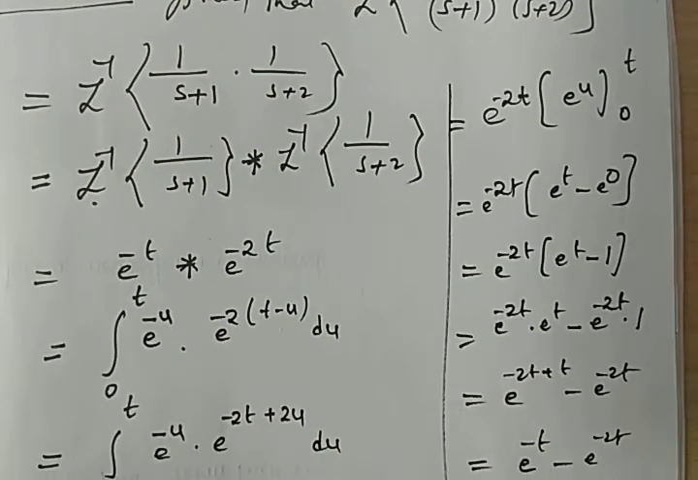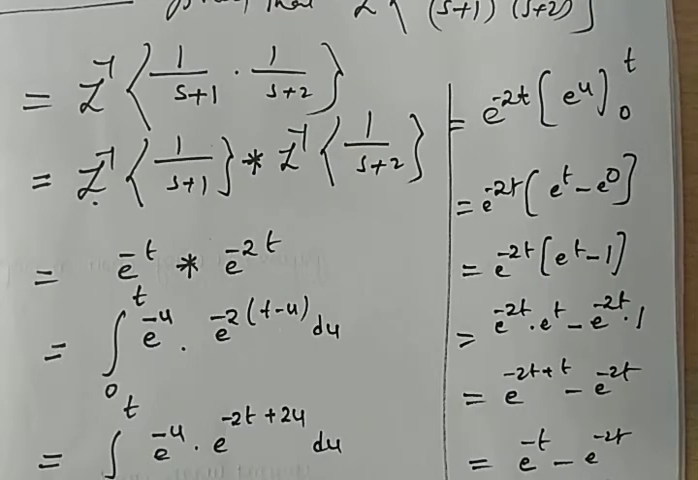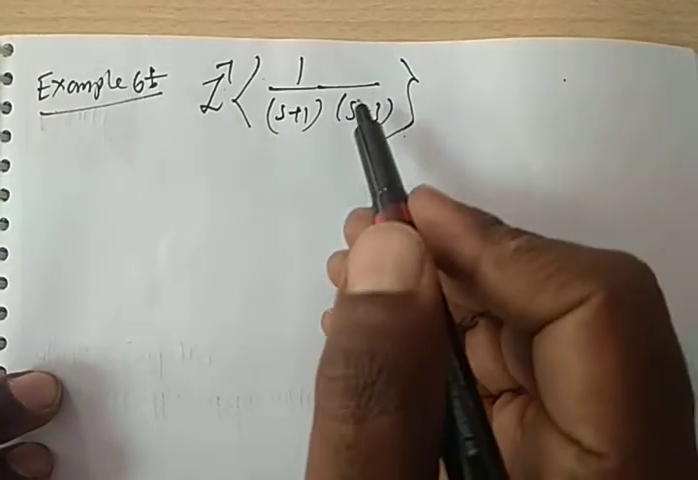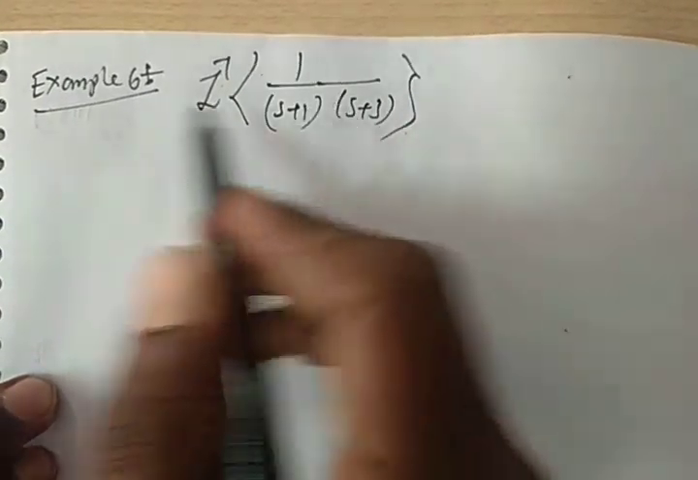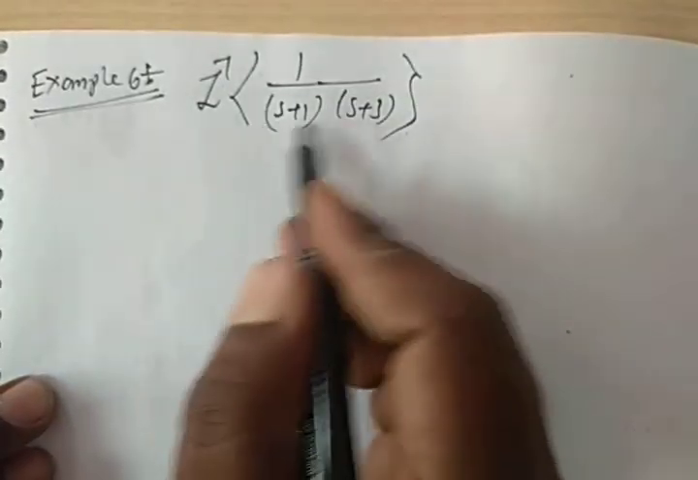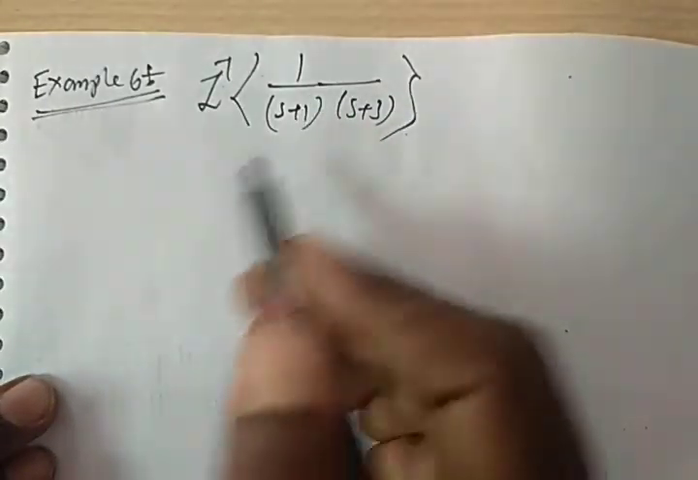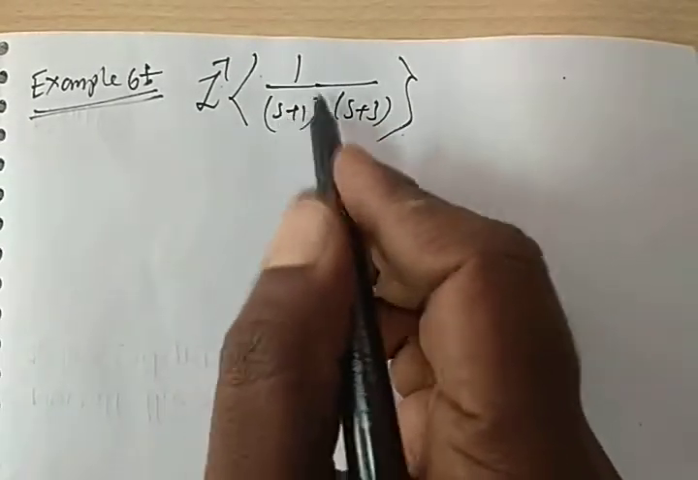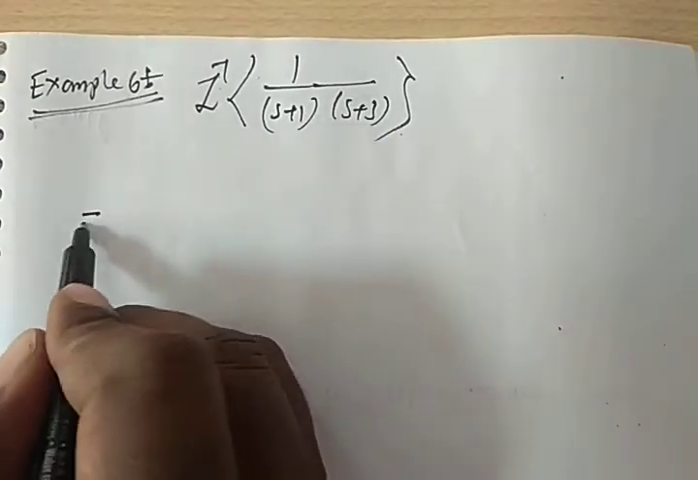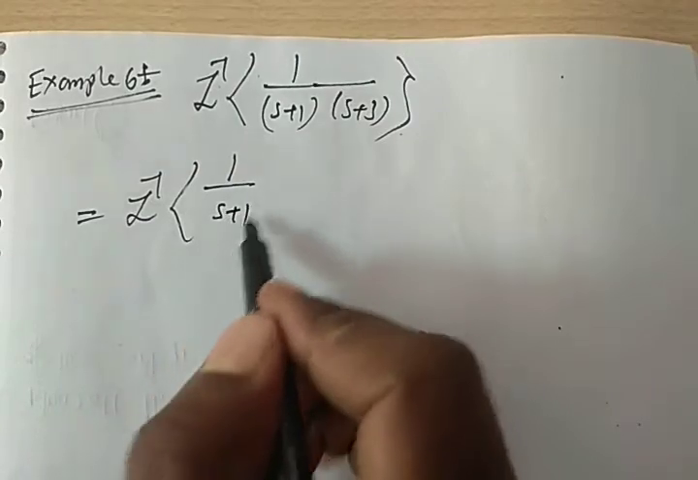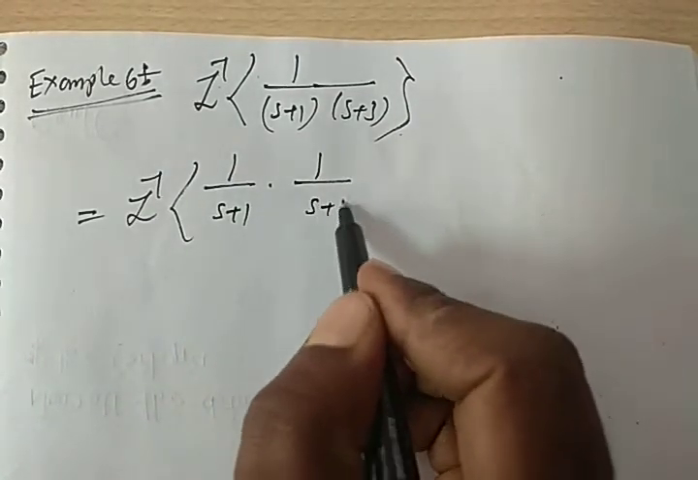So in this way we have to find the convolution of two functions. Let us see another example. So we will find the inverse Laplace of this function by using convolution theorem. Okay, so let us treat this as example 6. We have to find the inverse Laplace of this function by using convolution theorem, which is equal to, now divide this inside function as a product of two terms, a product of two functions.